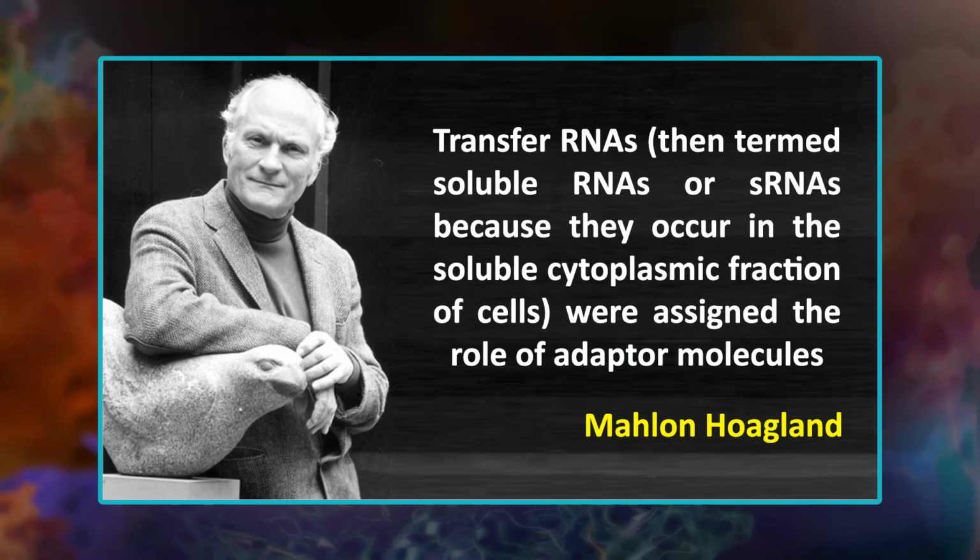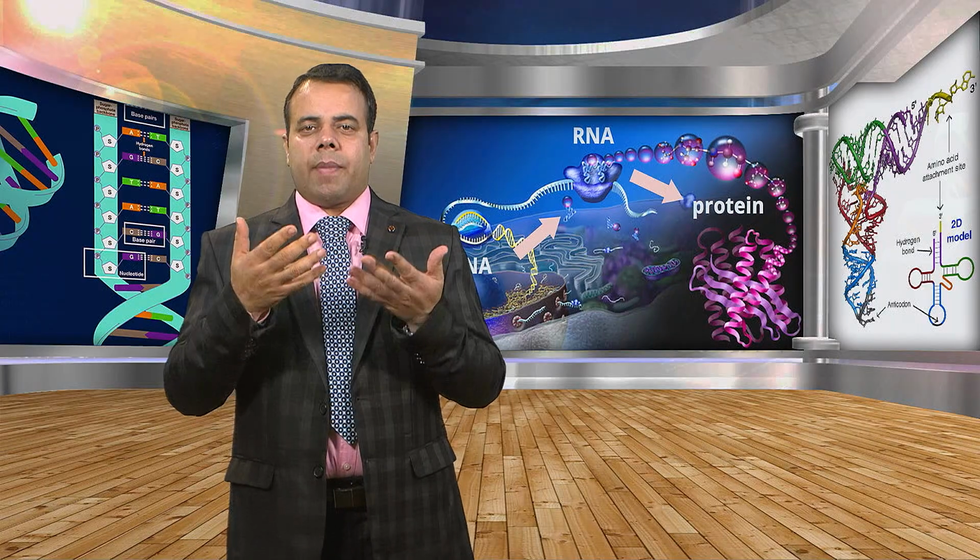Transfer RNAs, then termed soluble RNAs or sRNAs, because they occur in the soluble cytoplasmic fractions of cells, were assigned the role of adapter molecules by Hoagland et al. in 1958. Later on, investigations were stimulated by a desire to understand the mechanism of translation in structural terms.